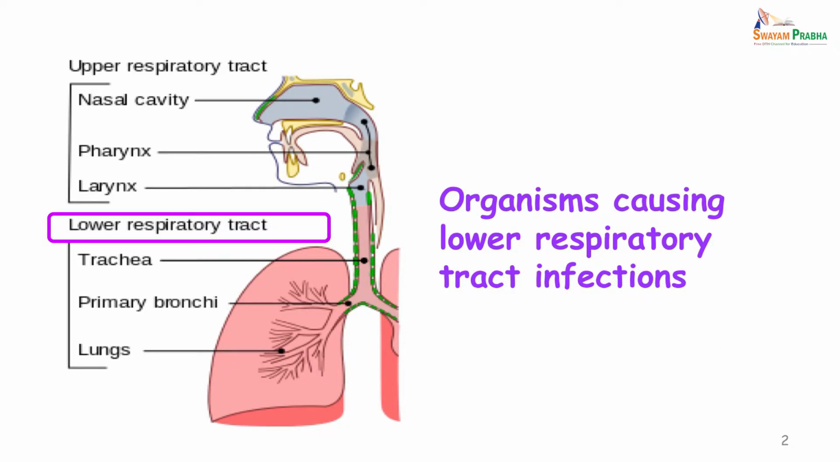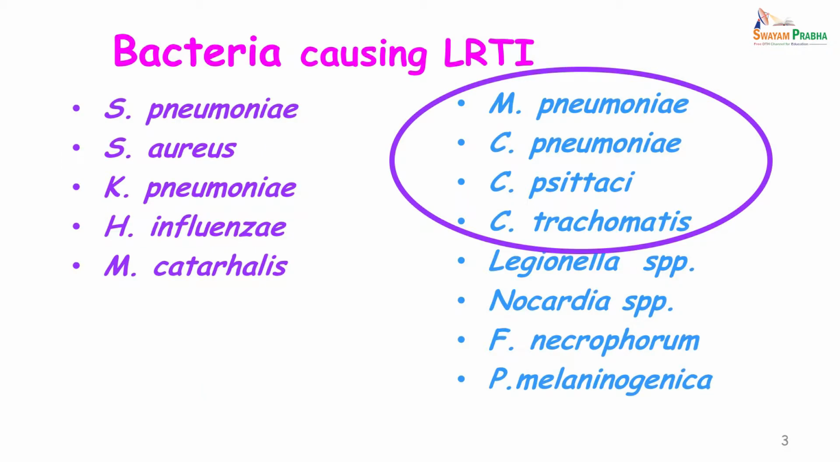Hi, I'm Anju Kagal and today I'm going to be telling you about Mycoplasma and Chlamydia which cause pneumonia. The common organisms causing lower respiratory tract infections are Streptococcus pneumoniae, Staph aureus, Klebsiella pneumoniae, H. influenzae and M. catarrhalis. But today we are going to be concentrating on this group of organisms, Mycoplasma pneumoniae, Chlamydophila pneumoniae, Chlamydophila psittaci and Chlamydia trachomatis.